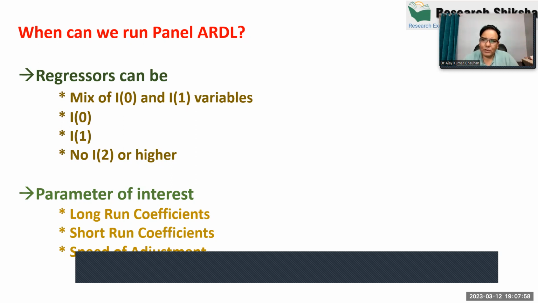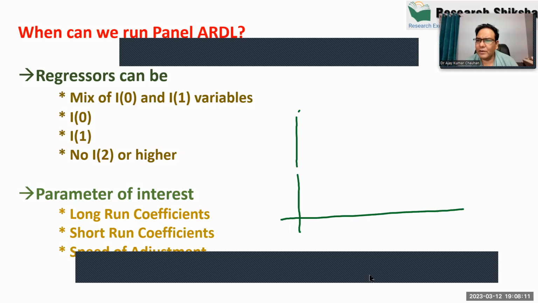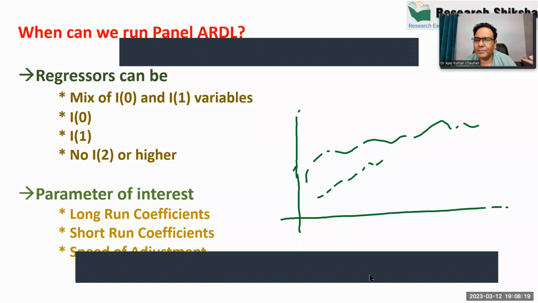So what is the speed of adjustment? Let me explain this concept one more time. Suppose there are two variables moving like this. This is X, this is Y. And assume that one is the production and the other is the demand.